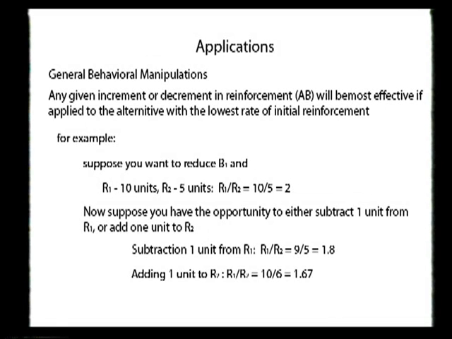But if you take that same unit and you could add it to R2, now the ratio, instead of 10 over 5, becomes 10 over 6, and the ratio is 1.67. So you've reduced B1 more by applying the change in reinforcement, the power you had to change reinforcement, to the lower response. So that says two things, and essentially, that frequently the behavior that you want to change is not the behavior you should be manipulating.